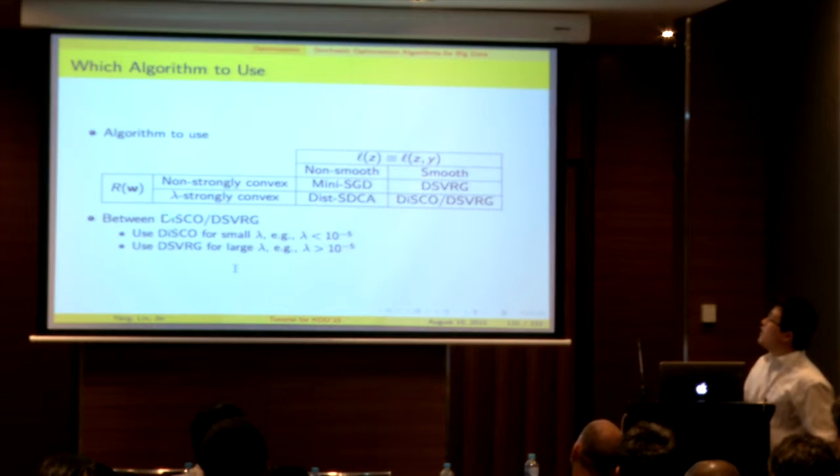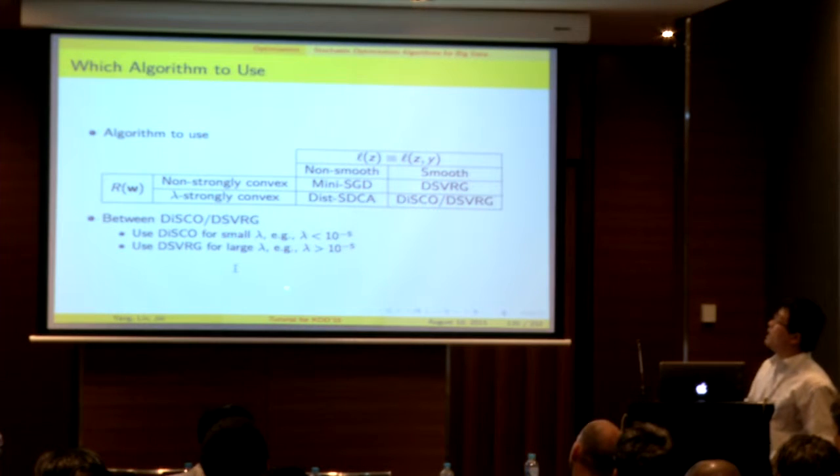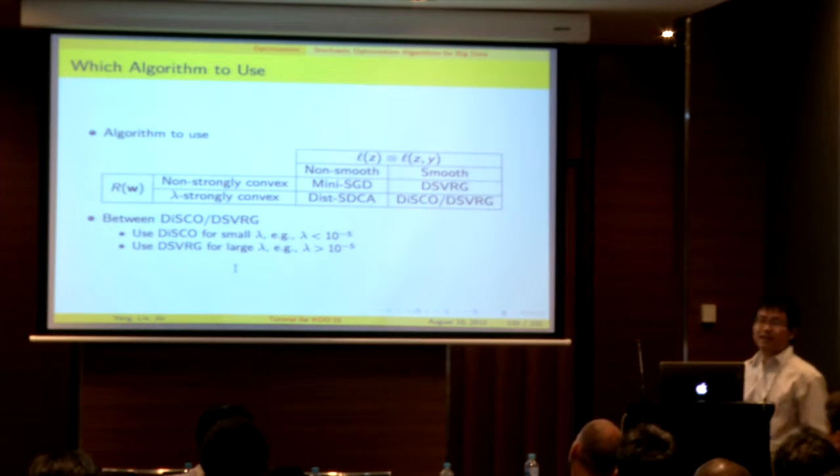And if you want to make a choice between DiSCO and DSVRG, it really depends on lambda. The rule of thumb is that if lambda is less than 10 raised to -5, you use DiSCO. Otherwise, you use DSVRG, because DiSCO has a better dependency on lambda.